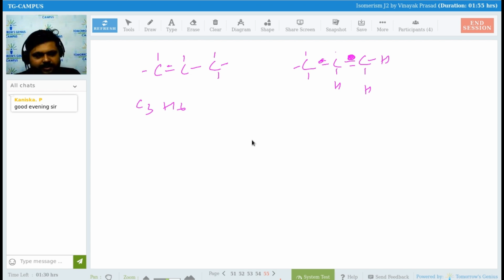So we have seen about this functional group isomerism. Is there any problem? No problem? Okay. Now we are going to see about carboxylic acid and ester, how they show functional group isomerism. See here.